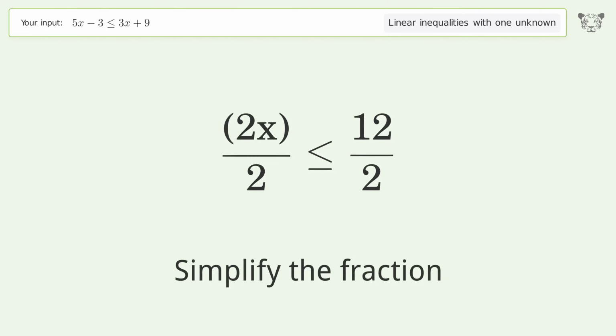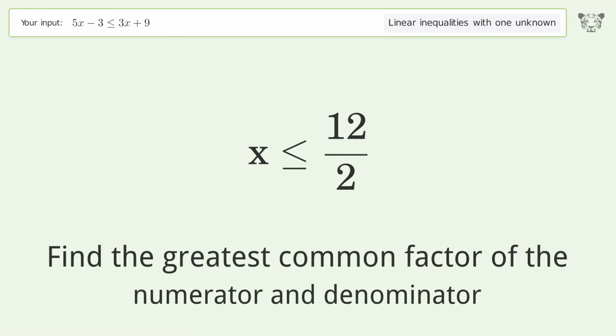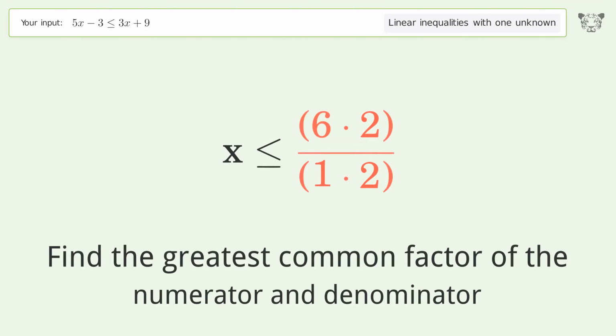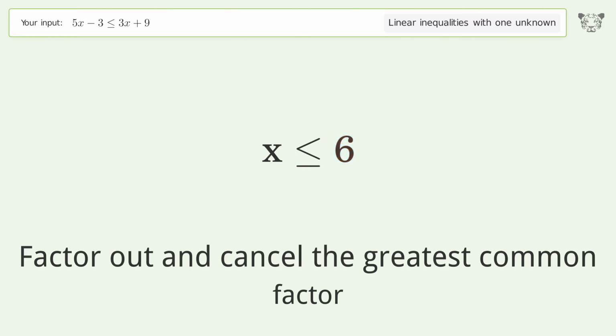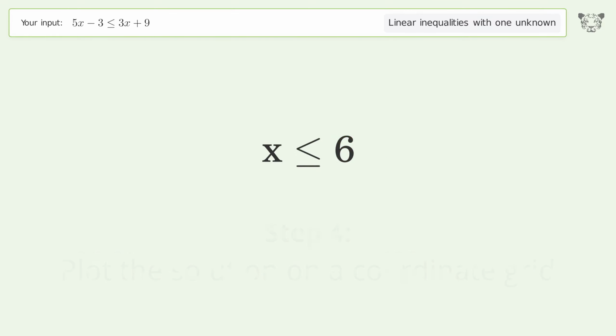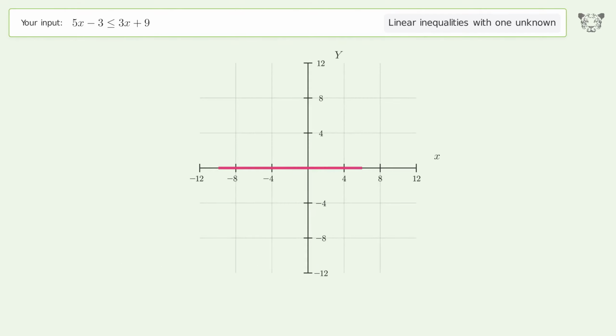Simplify the fraction. Find the greatest common factor of the numerator and denominator. Factor out and cancel the greatest common factor. Plot the solution on a coordinate grid. And so the final result is x equal or smaller than 6.